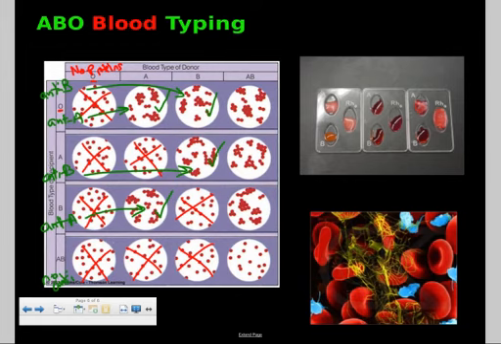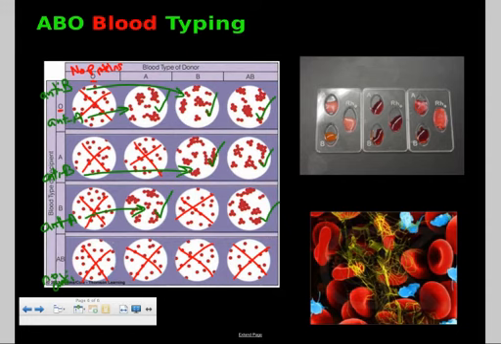And then finally, if we add AB to type O, we know that both the A and the B antibodies will attack it, so we get agglutination. If we add AB to type A, the antibodies in the plasma of A will attack it and we get agglutination. If we add AB to B, the antibodies for A in a type B individual will attack it. And if we add AB to type AB, there will be no agglutination.